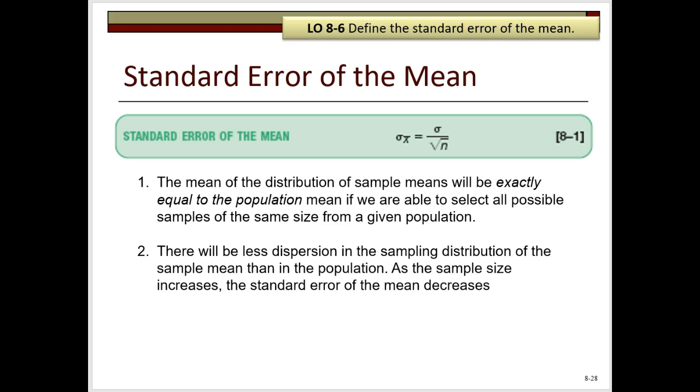The standard error of the mean, which is denoted by sigma sub x bar, is computed by dividing the standard deviation, sigma, by the square root of the sample size n. This is one of the essential elements of the central limit theorem.